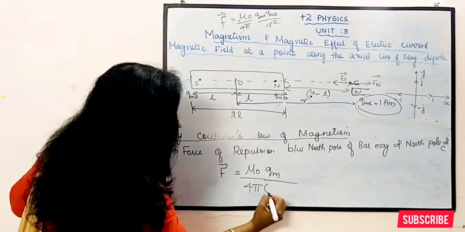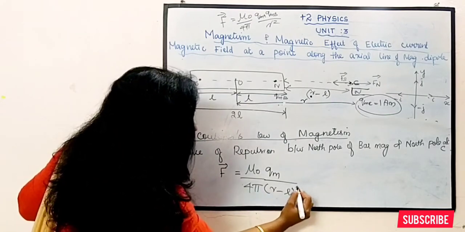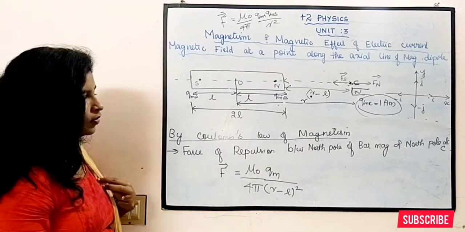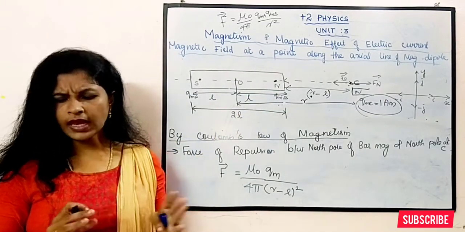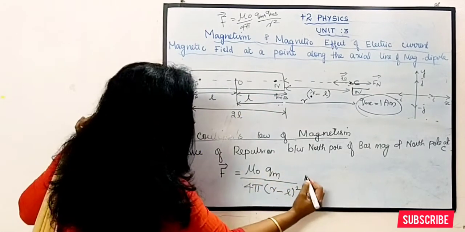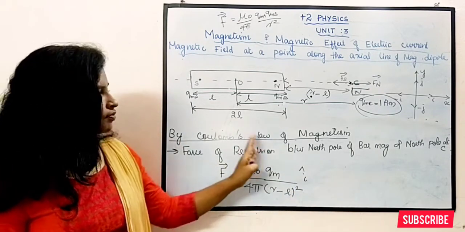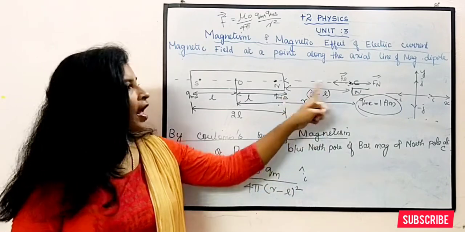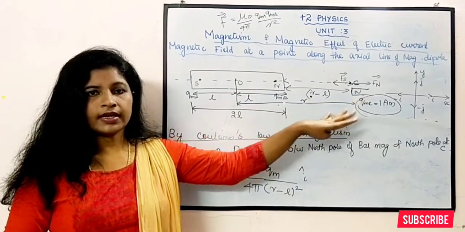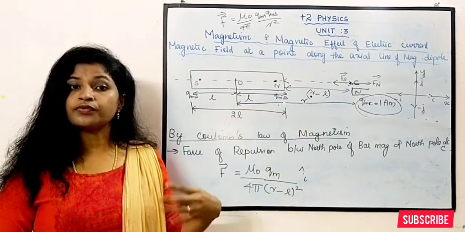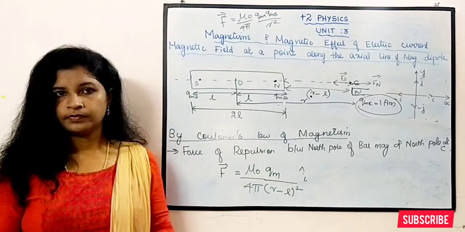So instead of R, we have to write R minus L the whole square. Okay? Since it is in x-axis, we can write it as the unit vector as I cap. Okay? So this is the force of repulsion between the north pole and this unit north pole. Clear? Similarly, we have to find out the force of attraction.